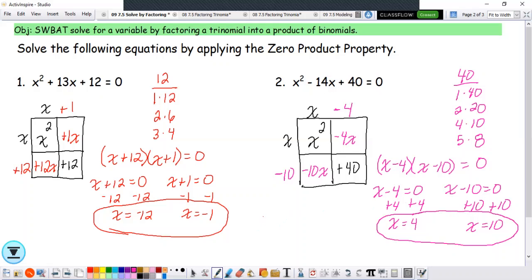So as you can see, we can combine solving our trinomials with solving using the zero product property in order to solve a polynomial equation.